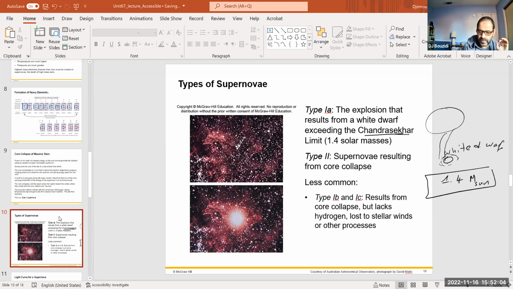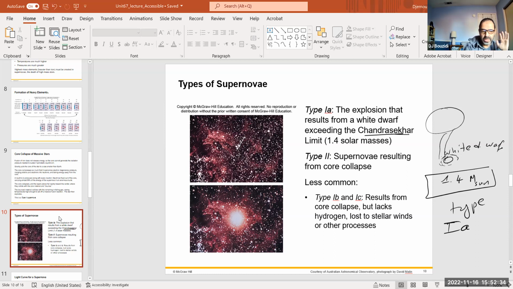Type 1A supernovae are extremely important because we know exactly how much mass they require, 1.4 times the mass of the sun. So we know exactly how much energy they produce. They are used, and we'll talk about that down the road, as an important indicator for distances to galaxies. So this is type 1A.